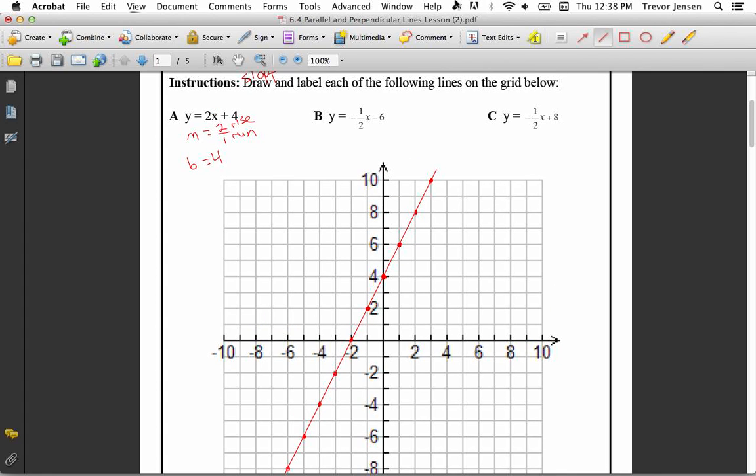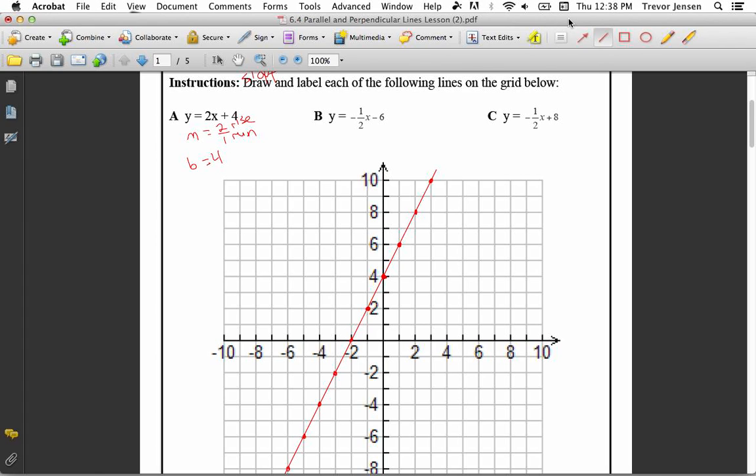And as you notice, this line slants up to the right. Okay, it goes up to the right because we have a positive slope. If you graph a line and you have a positive slope, it should be going up to the right. If it goes down to the left, then you've used the wrong slope. Okay, you've done your rise and your run improperly.